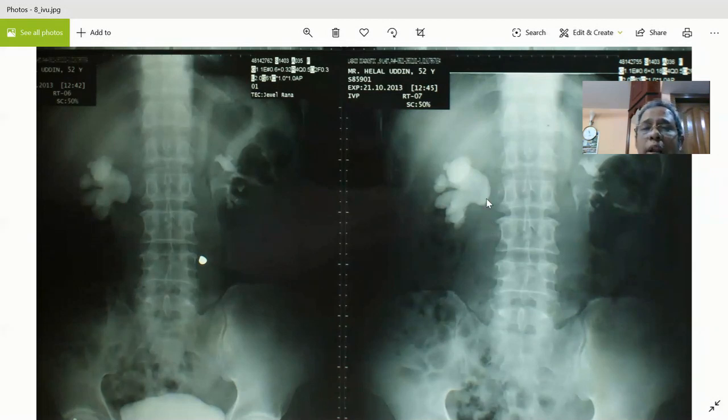So whenever there are staghorn stones, your obstruction diagnosis is at the pelvic junction. So PUJ obstruction is one of the causes of urinary tract obstruction. Upper urinary tract obstruction is the pelviureteric junction stone obstruction, junction obstruction.